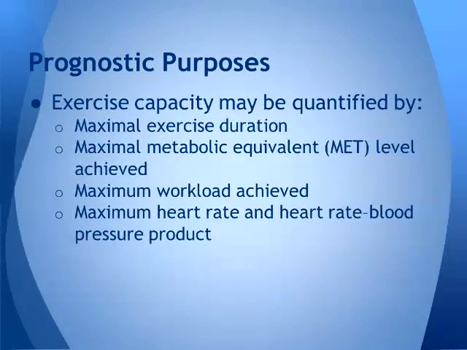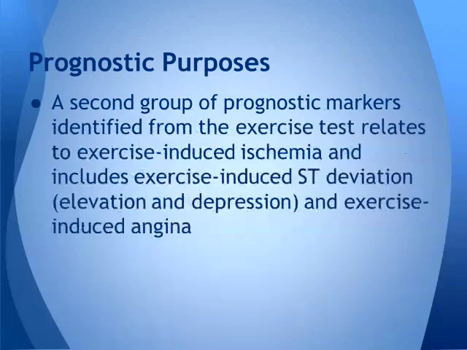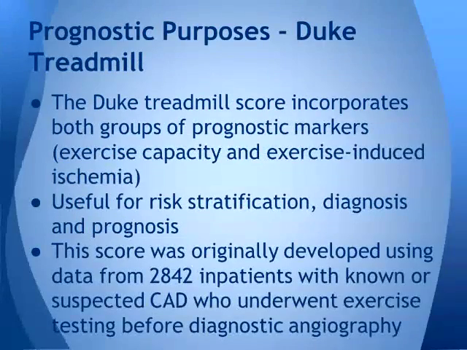So we can quantify exercise capacity based on maximal exercise duration, how many minutes they went on a Bruce protocol, their metabolic equivalent achieved, maximum workload achieved, or maximum heart rate blood pressure product. These are all different ways we quantify it. Here on our treadmill test, you'll see exercise duration and a MET level. The second group of prognostic markers that we get from exercise testing relates to exercise-induced ischemia, which includes exercise-induced ST deviation and exercise-induced angina. So what we utilize for prognostic purposes and to some extent risk stratification is the Duke treadmill score because it incorporates both prognostic markers of exercise capacity and exercise-induced ischemia.